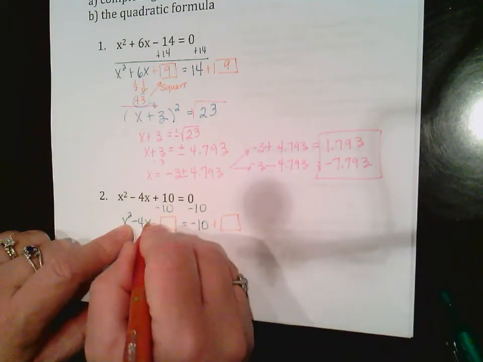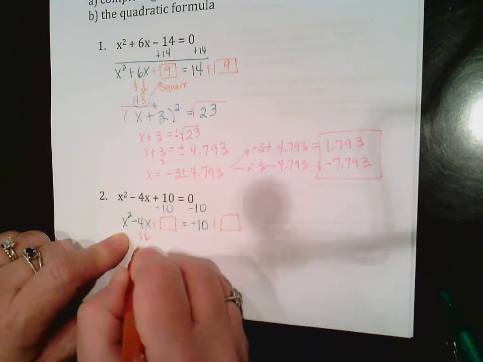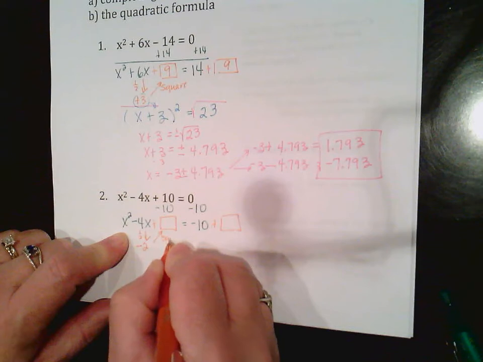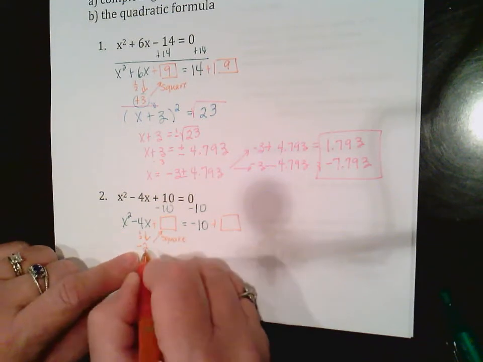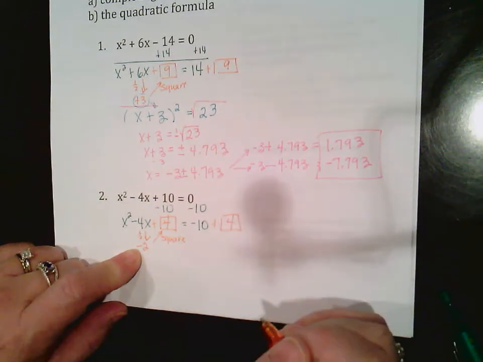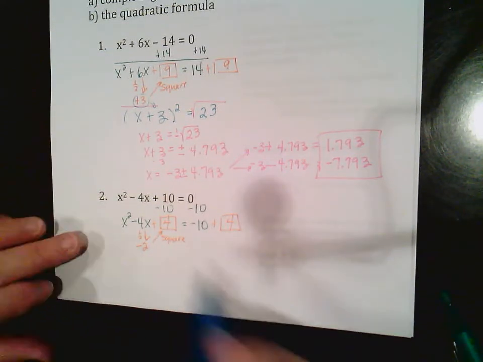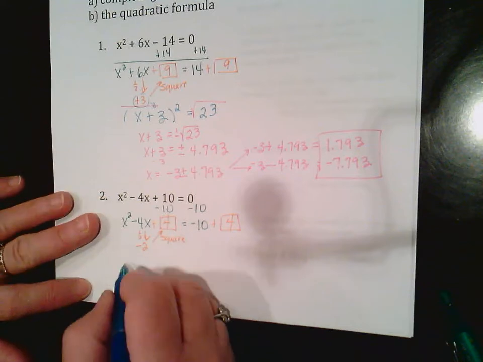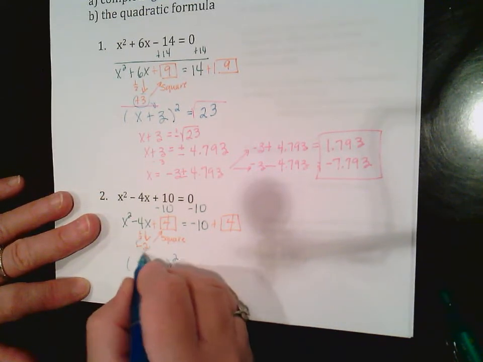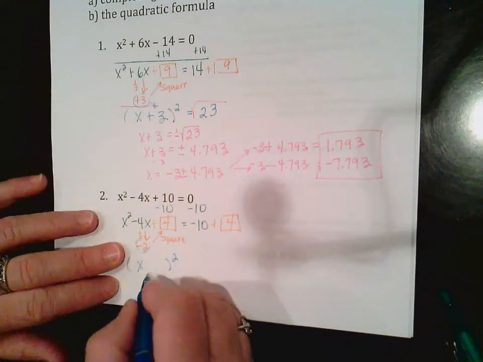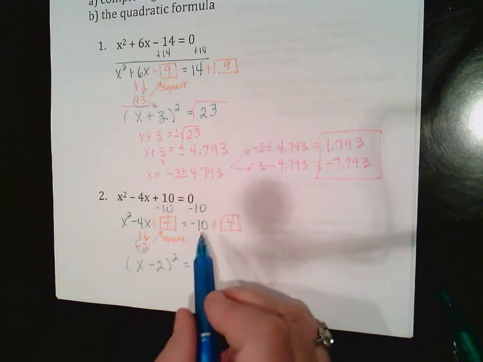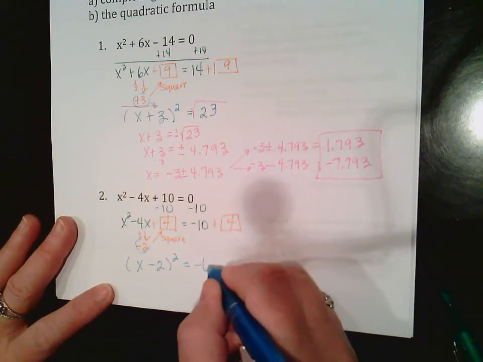I take half of my b term, so half of negative 4 is negative 2. When I square negative 2, whenever you square a negative number, it becomes positive. So negative 2 squared is a positive 4, and that goes on both sides. This perfect square trinomial then becomes this binomial squared, and it's x, and whatever half of b was goes in over here. On this side, I'm going to take negative 10 plus 4 is negative 6.